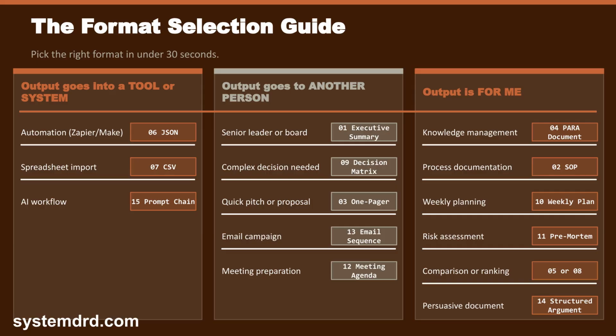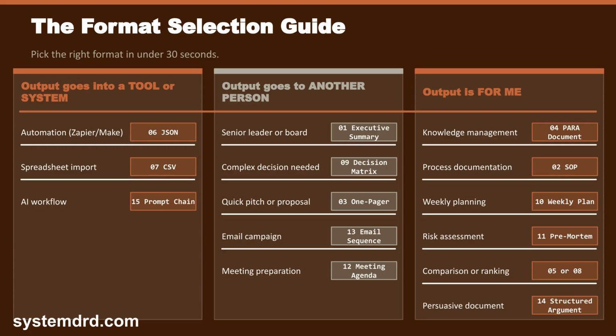If the output is for you, knowledge management gets PARA. Process documentation gets SOP. Planning gets weekly plan. Risk assessment gets pre-mortem. Comparisons and rankings get format 5 or 8. Persuasion gets the structured argument.